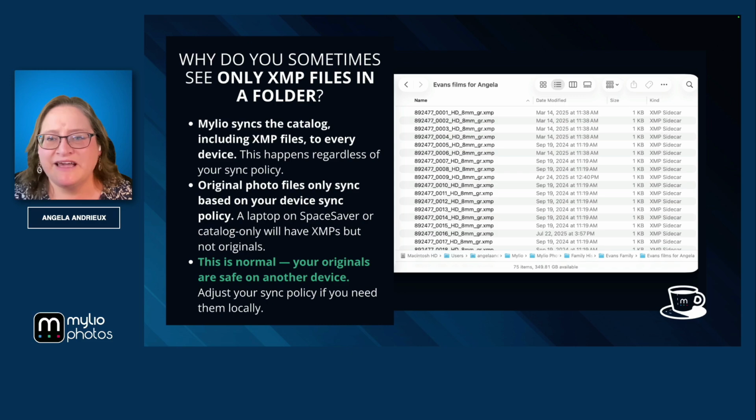So when you see a folder in your Mylio structure here, so you can see this is in the Mylio folder, you see a folder that only has XMPs, don't panic. Go grab one of your vault devices, go into that same folder that's mirrored on that device. Your originals will be there. So if you need to have those original quality files stored locally on your computer, you can adjust your sync policy. There are easy ways to do that.